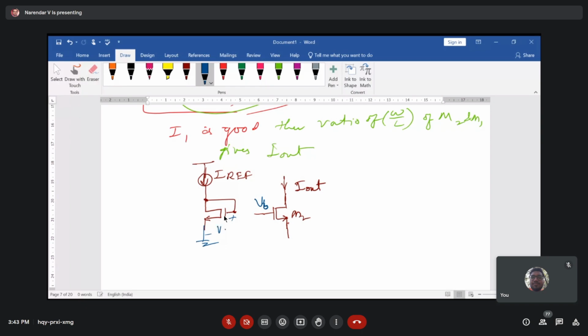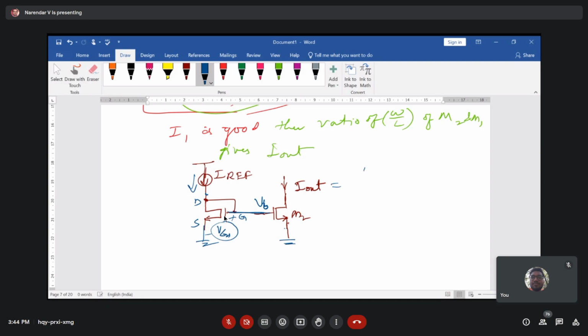This is connected to ground, this is VGS, which is equal to the VB terminal, so the voltage is VB. This is the modified structure, not modified, simplified. Your I reference is entering at the drain node. This is the drain, this is the source, and the gate and drain are shorted together to act as your diode connected device, and I reference enters at the drain node, and the remaining things are the same.